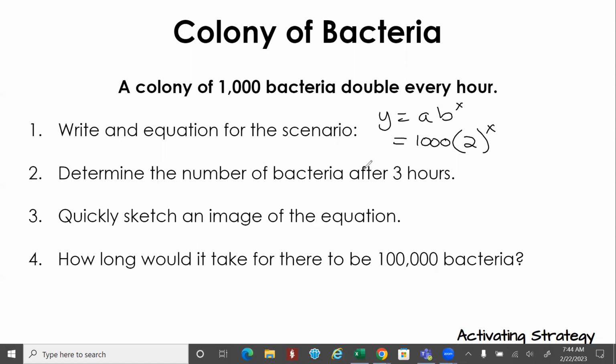So how do we determine the number of bacteria after 3 hours? How do we figure out the number of bacteria after 3 hours? Yep, so y equals 1,000 times 2 raised to the 3rd power. If we take this and we plug it into our calculator, we're going to get 8,000.